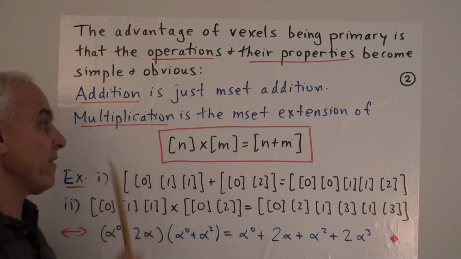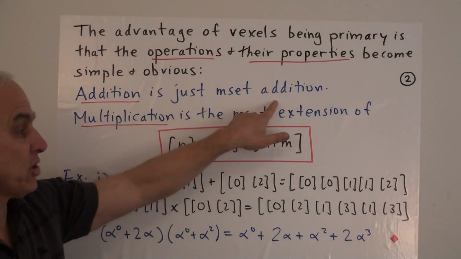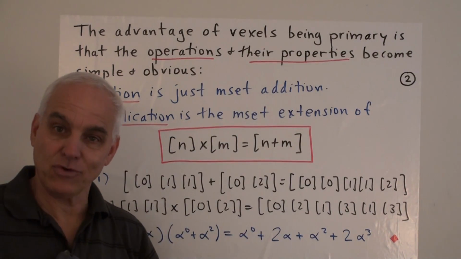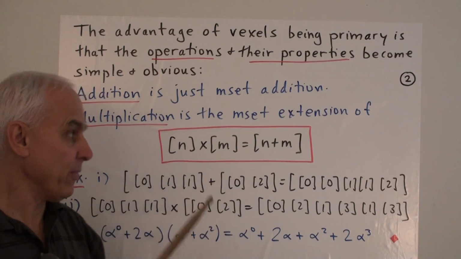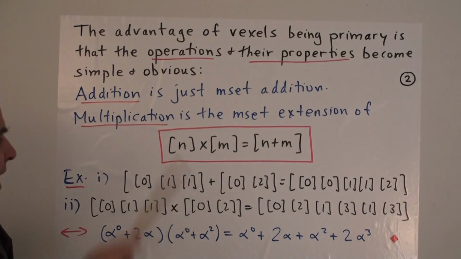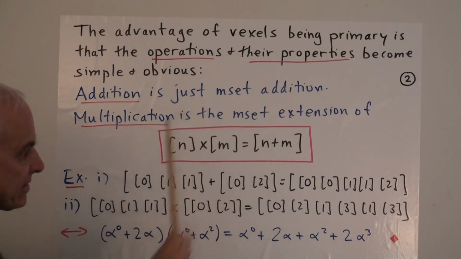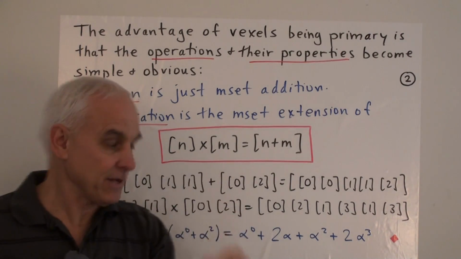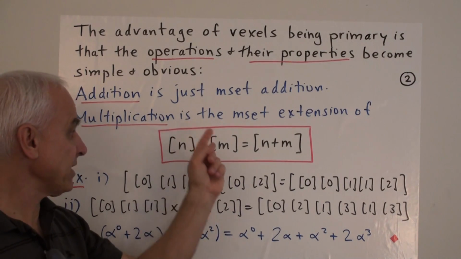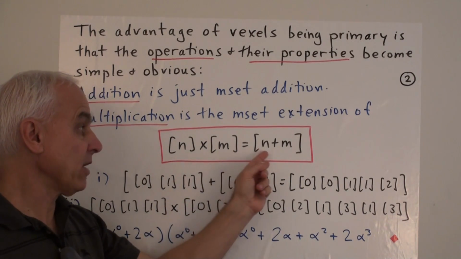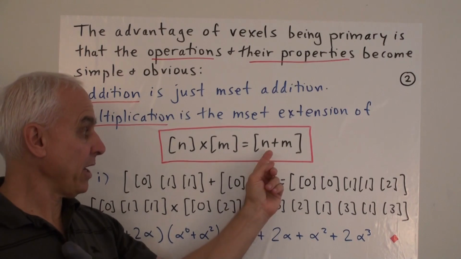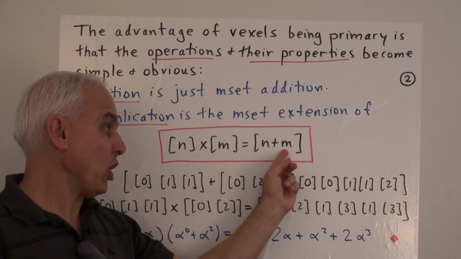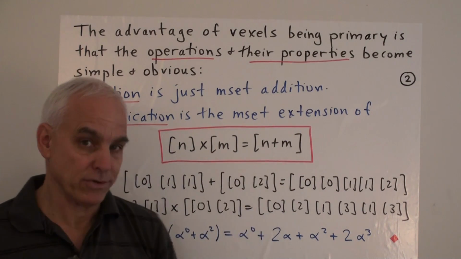So addition of vexels is really just M-set addition, because vexels are, after all, M-sets. That's what we do when we add vexels. And multiplication is the M-set extension of this fundamental multiplication at the level of singletons, where the singleton n times the singleton m is the singleton n plus m, where here plus is the ordinary addition of these two natural numbers.